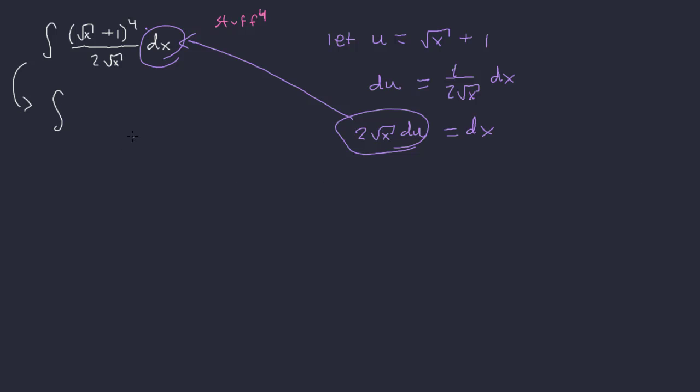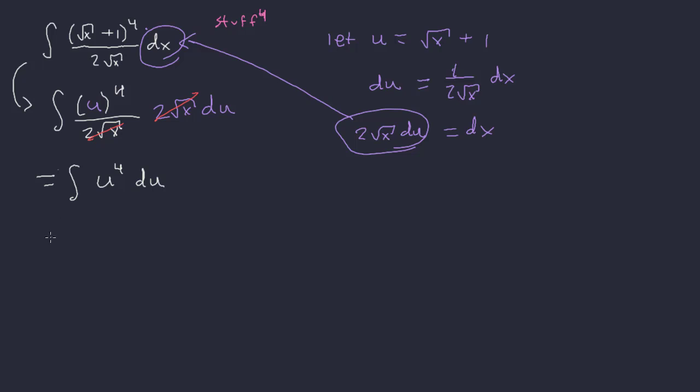Because when we make our transformation, this root x plus 1 becomes our u to the 4th, right? We'll leave this 2 root x, but then our dx becomes 2 square root of x du, and these 2 square root of x's simply cancel. All right, and so now we're left with the integral of u to the 4th du. Isn't that much nicer looking than what we had here?